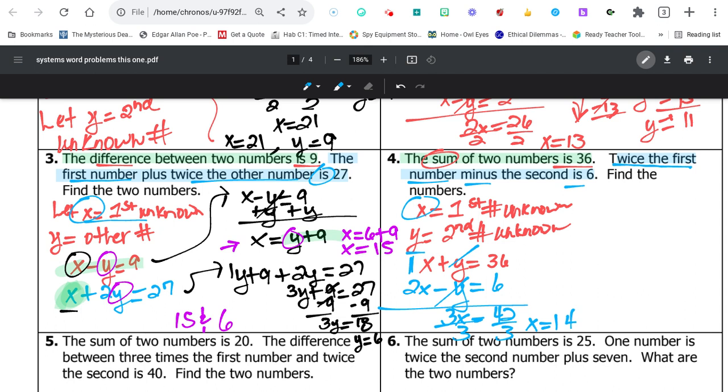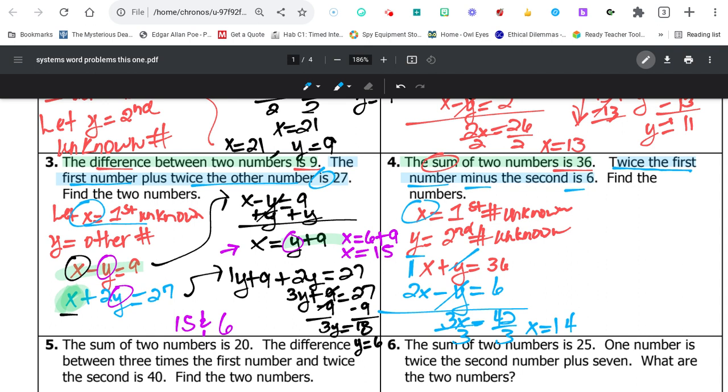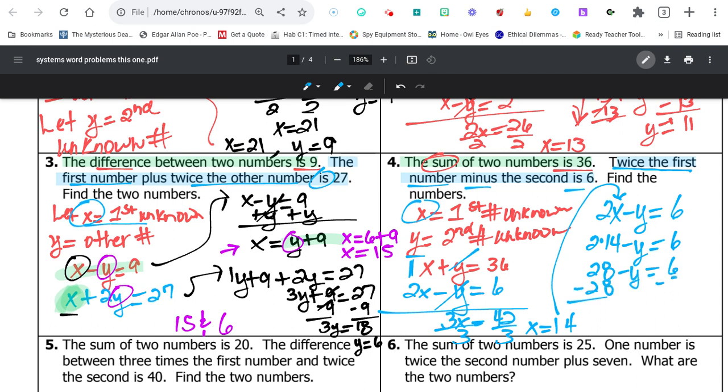Yeah. And then you just go back and put the x of 14 in either one of those equations. I'll go with this one. Let's change x to 14. So we're going to have 2 times 14 minus y equals 6. That's 28 minus y equals 6. Subtract 28 from both sides. Now, you could have chosen the other equation, guys. So you get negative y equals negative 22.